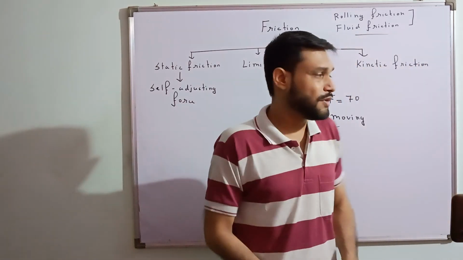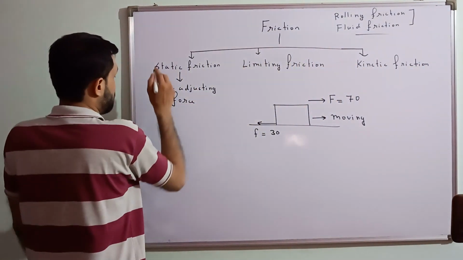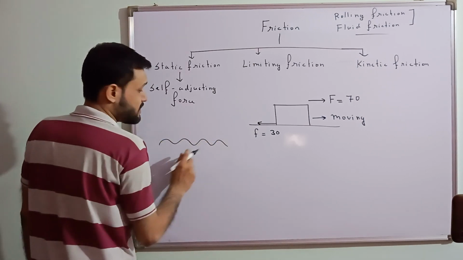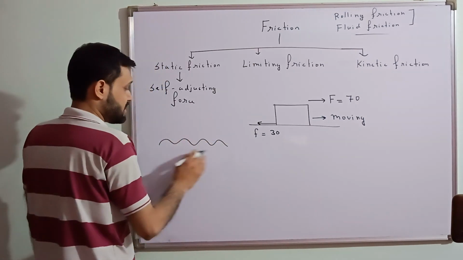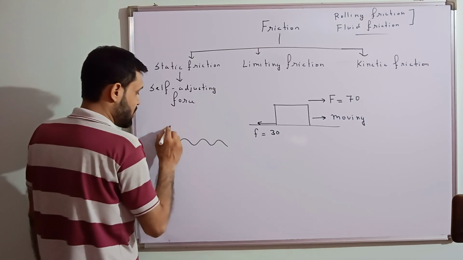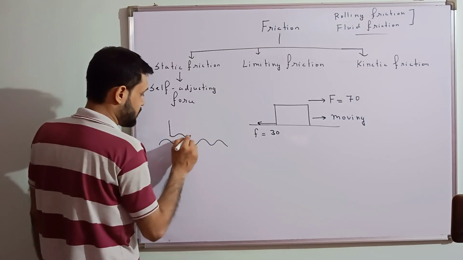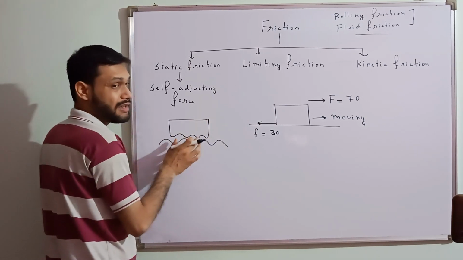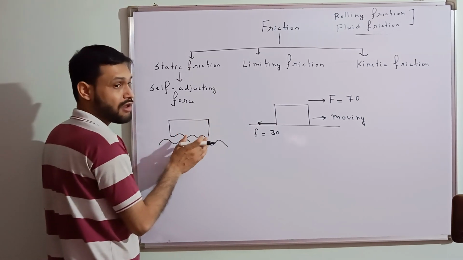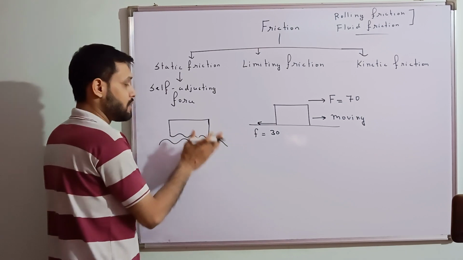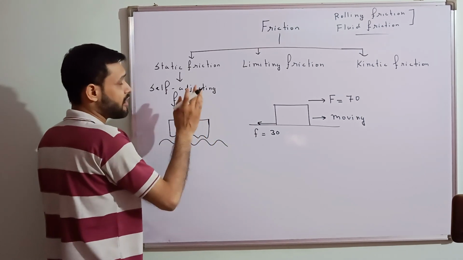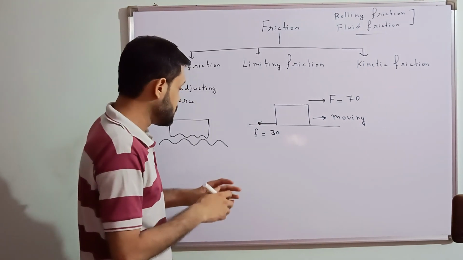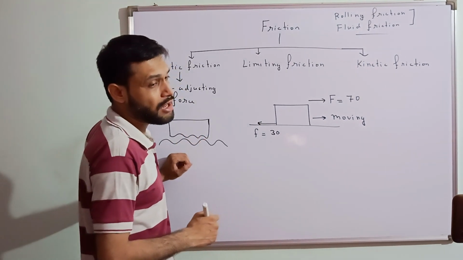Just because we know every surface has irregularities on it. Let's say there is one surface having irregularities, and another block I am keeping on it will also have irregularities. These irregularities get interlocked. Because of the interlocking of these irregularities, this friction force comes. There's an opposing force which comes because of the interlocking of these irregularities.